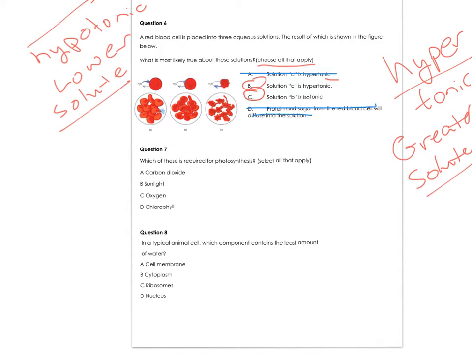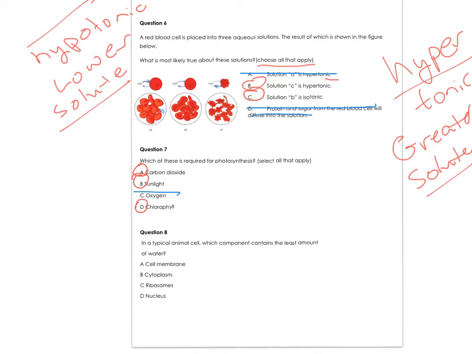Number 7, which of these is required for photosynthesis? Select all that apply. You need to have carbon dioxide for photosynthesis. All the photosynthesis questions go back to some basic fundamentals: carbon dioxide and water are taken in with sunlight, and out comes sugar and oxygen. You need to know that. So what's required for photosynthesis? Carbon dioxide, sunlight, and chlorophyll. You have to know that the pigment chlorophyll is what's doing the photosynthesis. And you don't need oxygen. You produce oxygen.